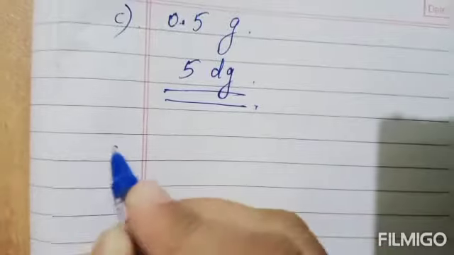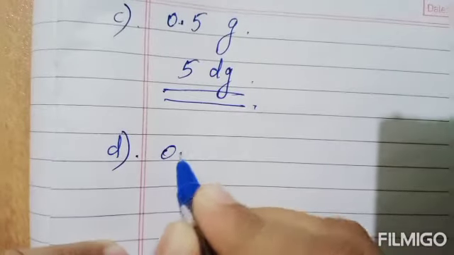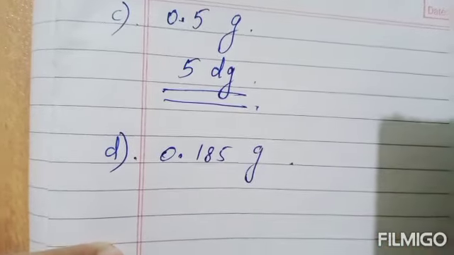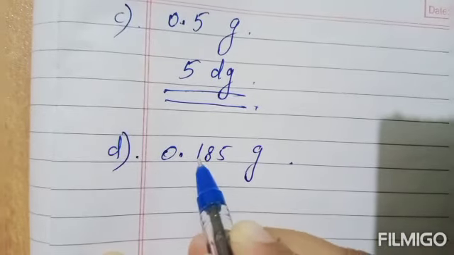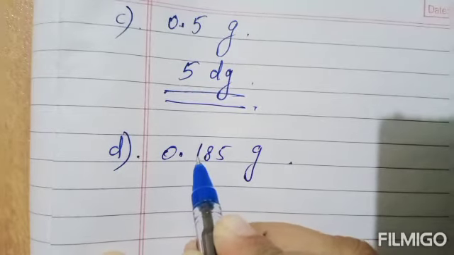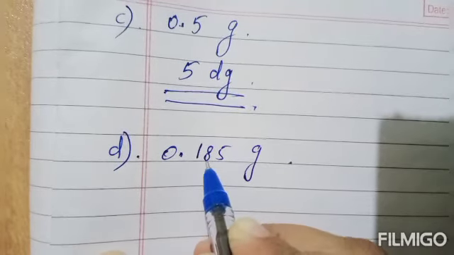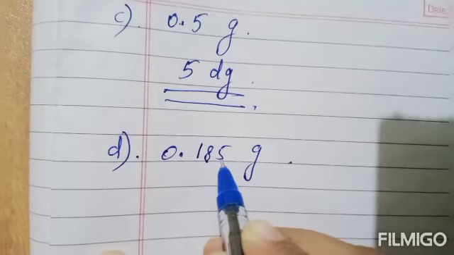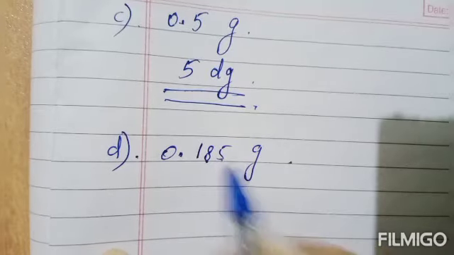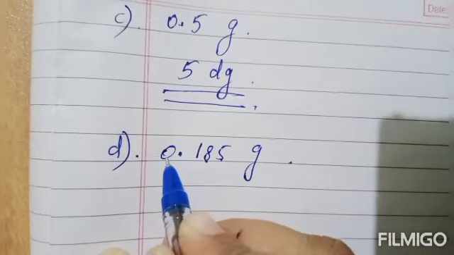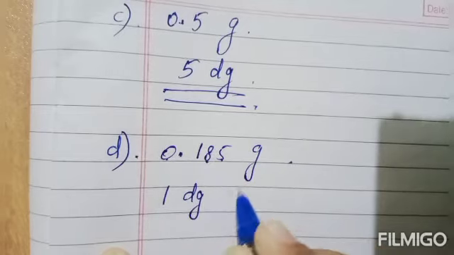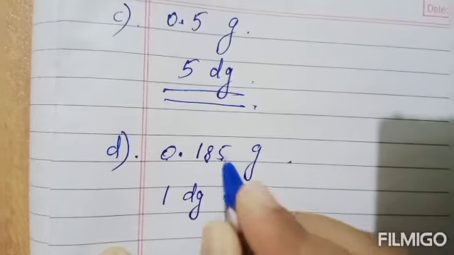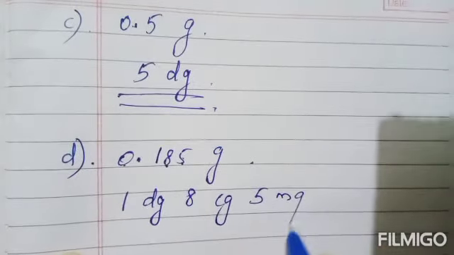Okay, next D, 0.185 gram. So the number that is coming before decimal point it is gram, and after decimal point 10th place it is decigram, 100th place it is centigram, 1000th place it is milligram. So here 0 gram, no need to write that. Next 1 decigram, 8 centigram, 5 milligram. This will be the answer.